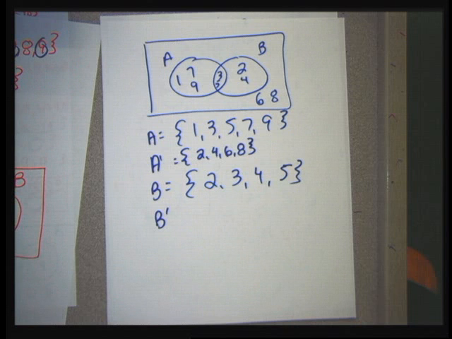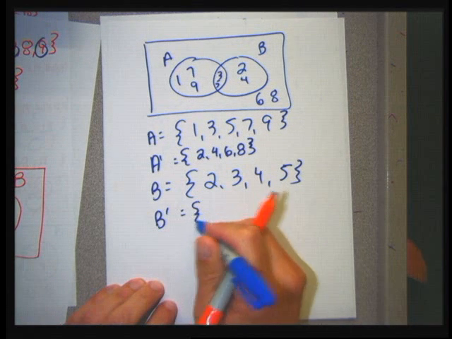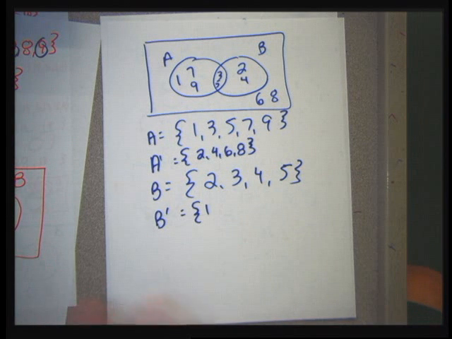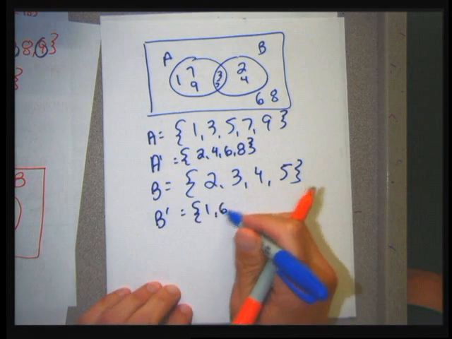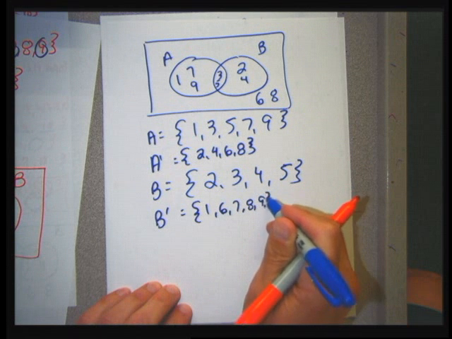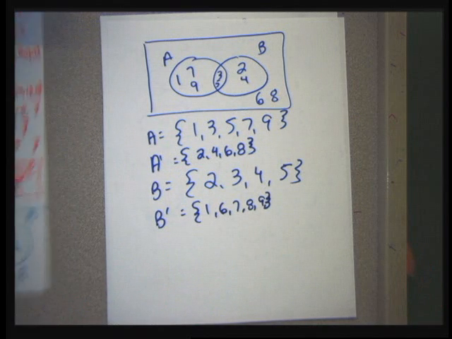B prime is the rest of the universe except 2, 3, 4, and 5. Since the universe has 1, it needs to be in either B or B prime. It's not in B, so it's in B prime. And also 6, 7, 8, and 9. They're numbers between 1 and 9 that aren't in B, so that forms my B prime. So those are the sets I'm dealing with for this problem.